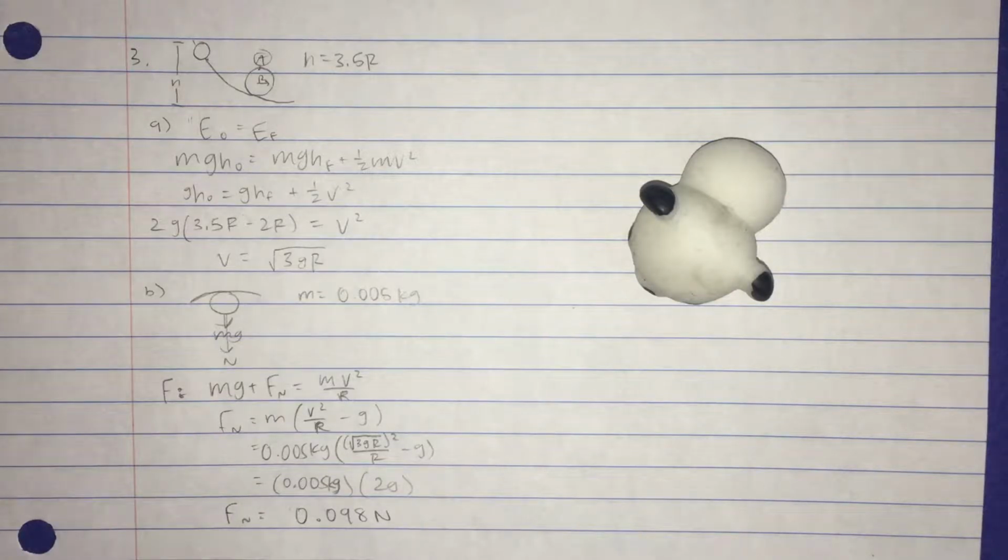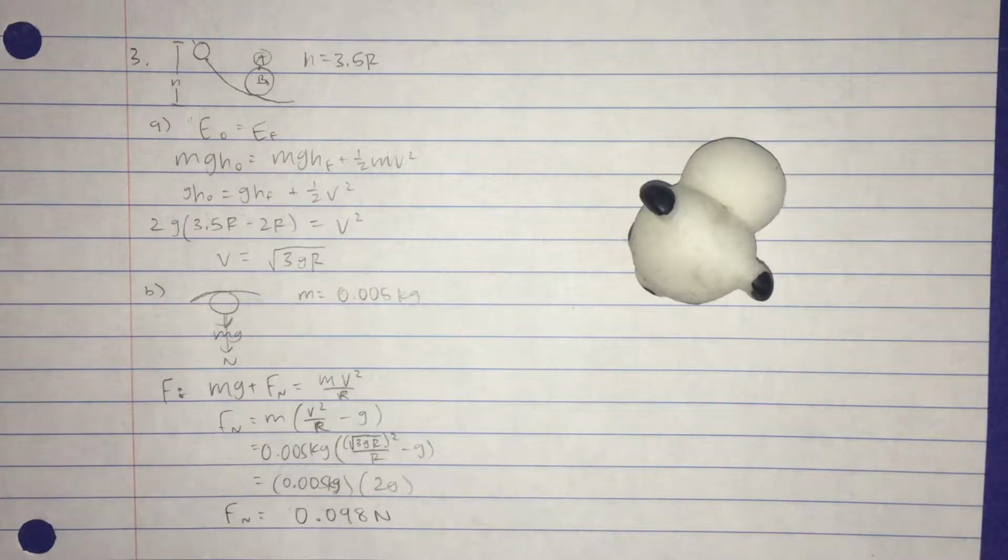Okay, so I'm doing question 3, and it asks, a bead slides without friction around a loop-de-loop. The bead is released from a height h equals 3.5 r. A, what is the bead speed at point A? And B, how large is the normal force on the bead if its mass is 5 grams?